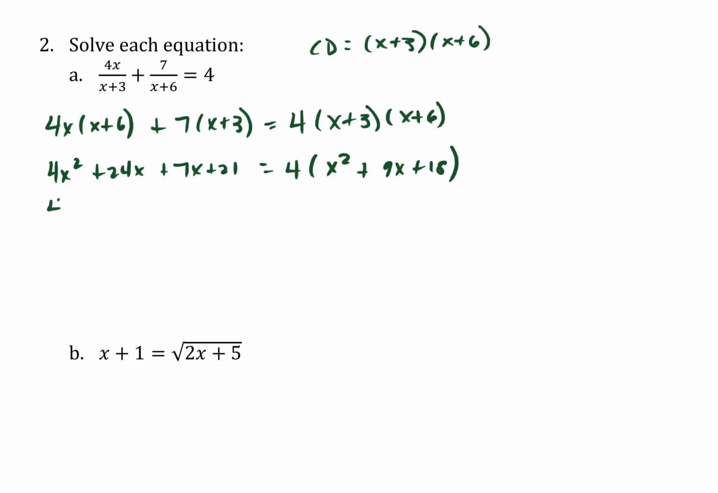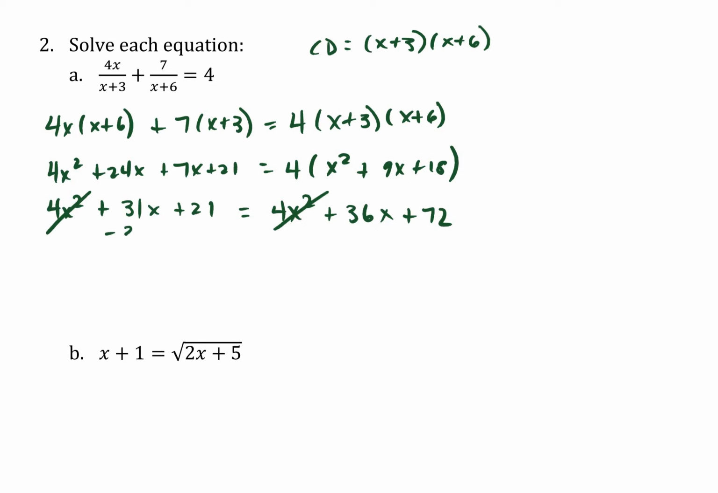If I multiply out that 4 on the right-hand side, this line stays the same. Actually, we can combine some like terms here. So if we multiply that 4 out, we get that. I have the same term on both sides, so they're going to cancel. Try and combine your like terms.